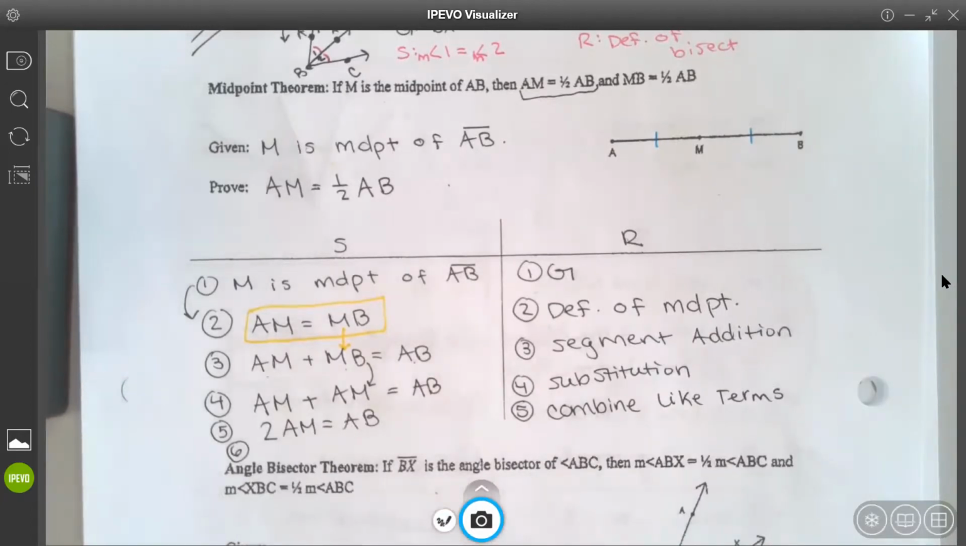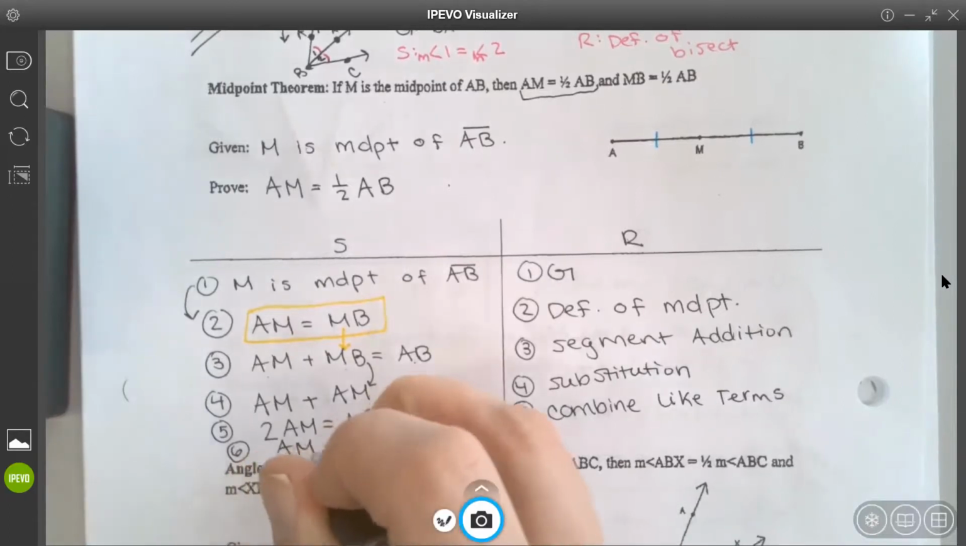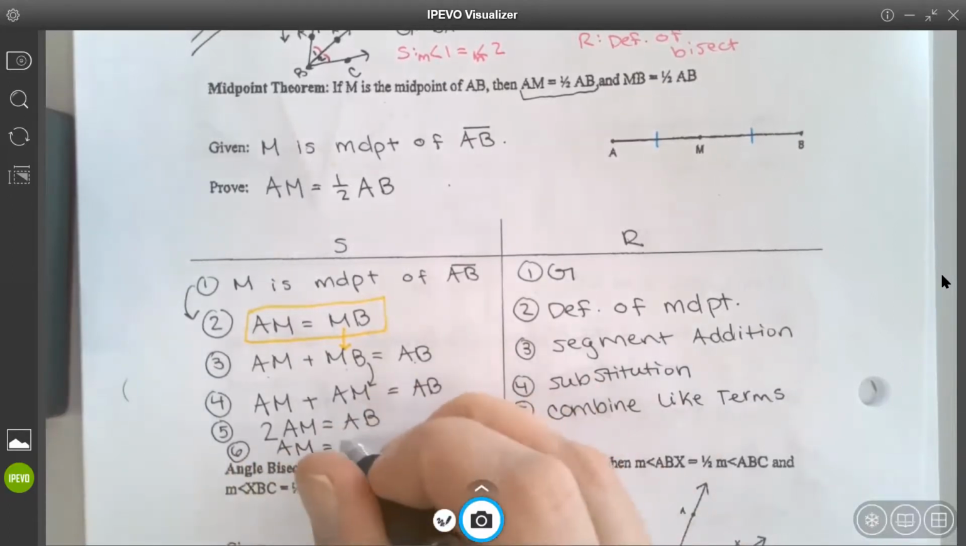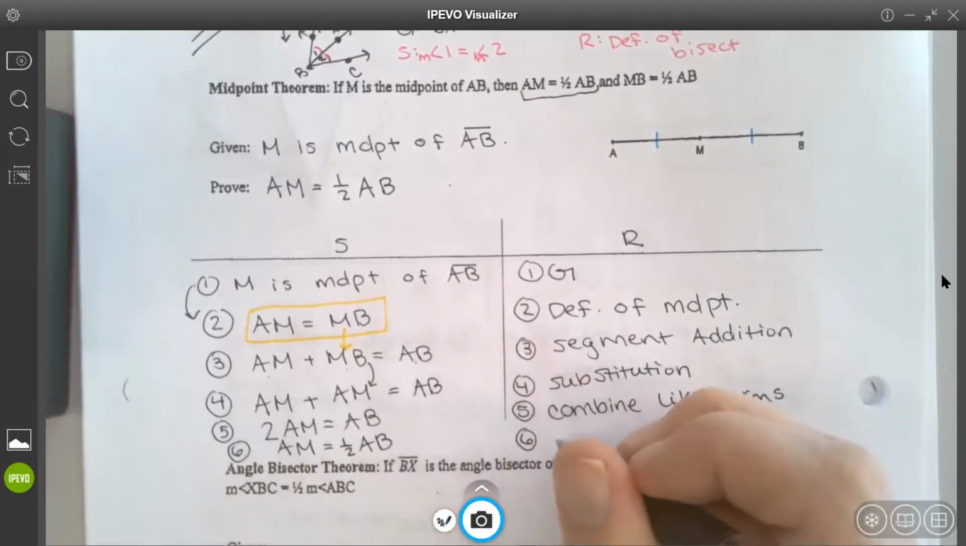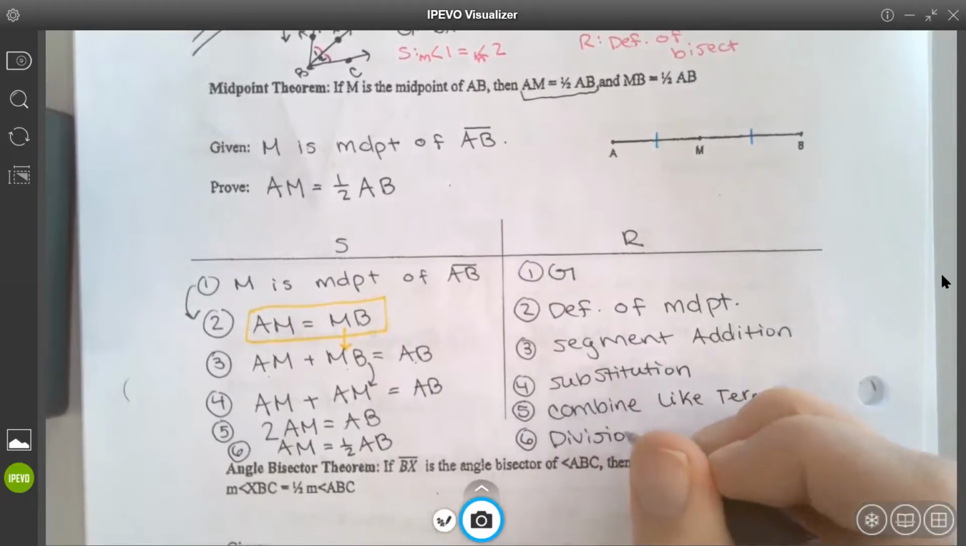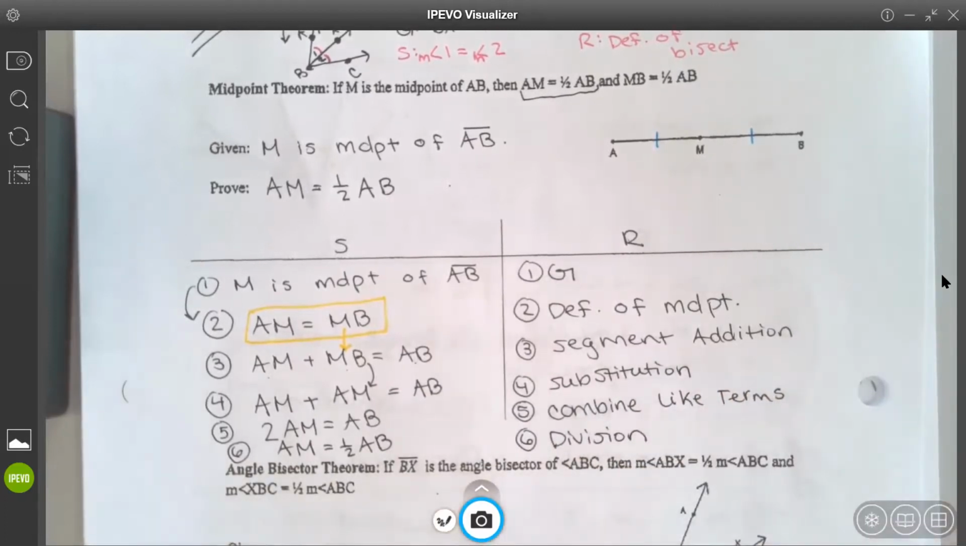If this is true, then I could divide by 2 on both sides to solve for AM. And if I divided by 2 on both sides, that would be AB over 2, or 1/2 AB. We just did division. And boom, we're done. That's what it wanted us to prove. If 2 AMs equals AB, then 1 AM equals half of AB.